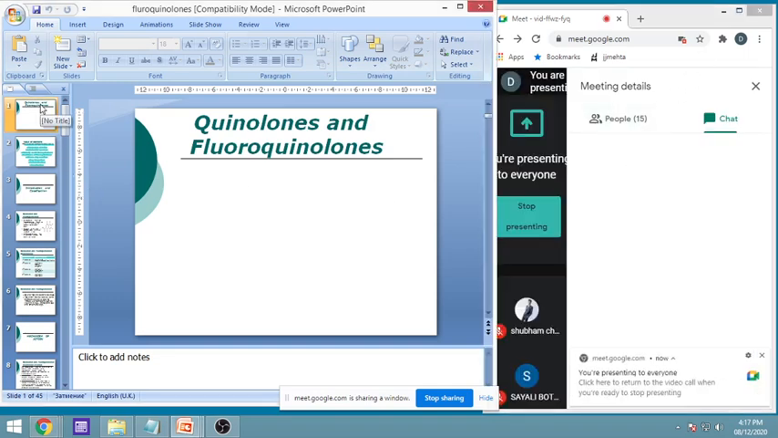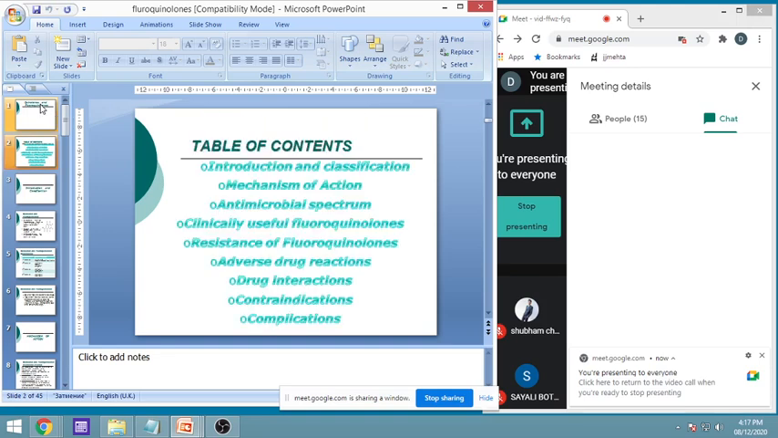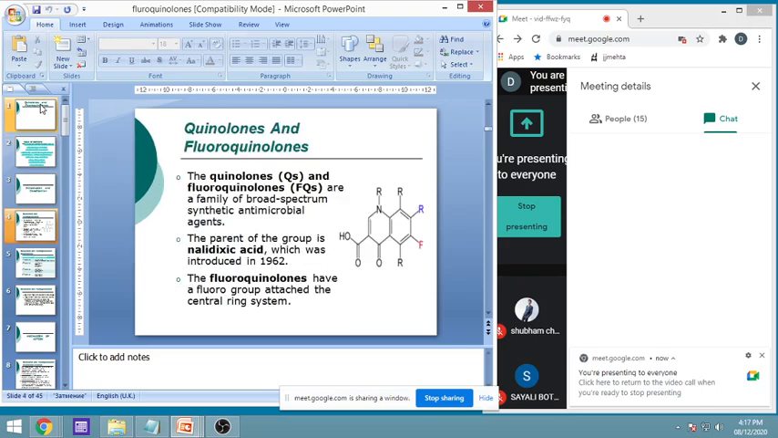So the next class of drugs are quinolones and fluoroquinolones. These are again a very important class of drugs. These have actions on the DNA, and it is a very big group of compounds. So let us see what kind of things are there. So this is the structure, and these are called quinolones and fluoroquinolones.